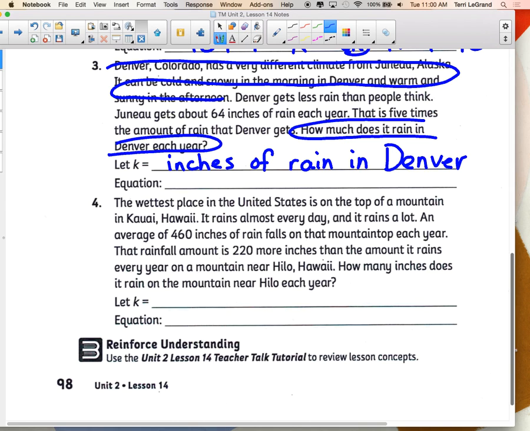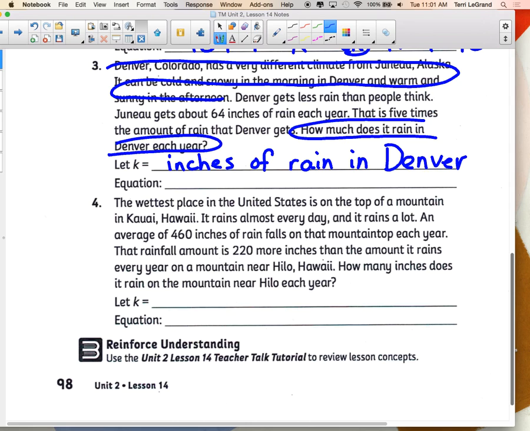Since Juneau gets more rain than Denver does, in fact 5 times as much rain, how could we write an equation that will give us how much rain Denver gets? Did they tell us how much rain Juneau gets? Oh yeah, they did. Juneau's rainfall is 64 inches. That is 5 times the amount that Denver gets.